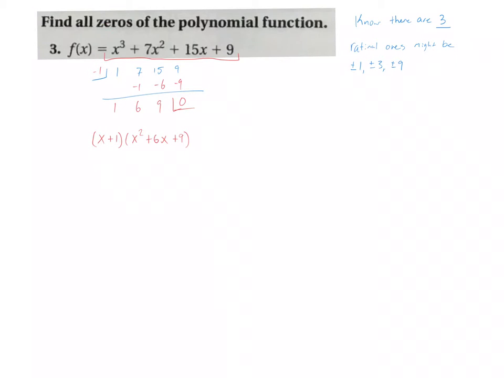And then since we're trying to find all the zeros, let's go ahead and try to factor this right-hand side a little more. Factors of 9 that add up to 6. So it's going to be 3 and 3. So x plus 3, x plus 3.